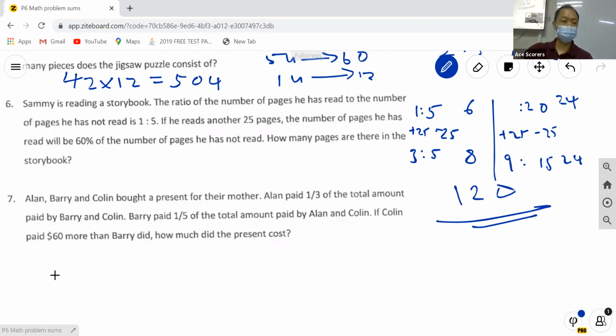Okay, next one. A, B, C bought a present for their mother. A paid 1/3 of B plus C. B paid 1/5 of the total amount paid by A and C. So B is to A plus C. Then, if Colin paid $60 more than Barry, how much is the present cost?